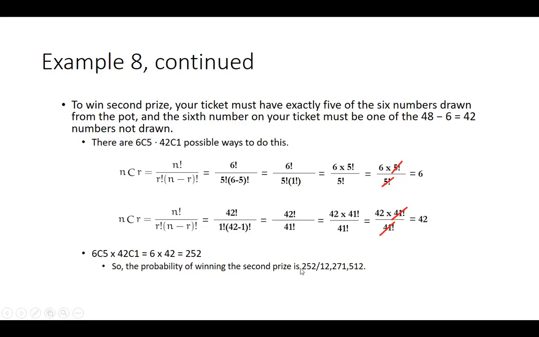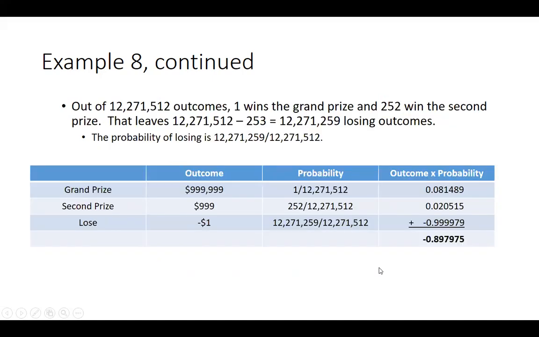Out of the 12 million sum that we found for how many different possible combinations there are, the probability of winning the second prize is 252 over 12,271,512. Now we put this information into our table for expected value.